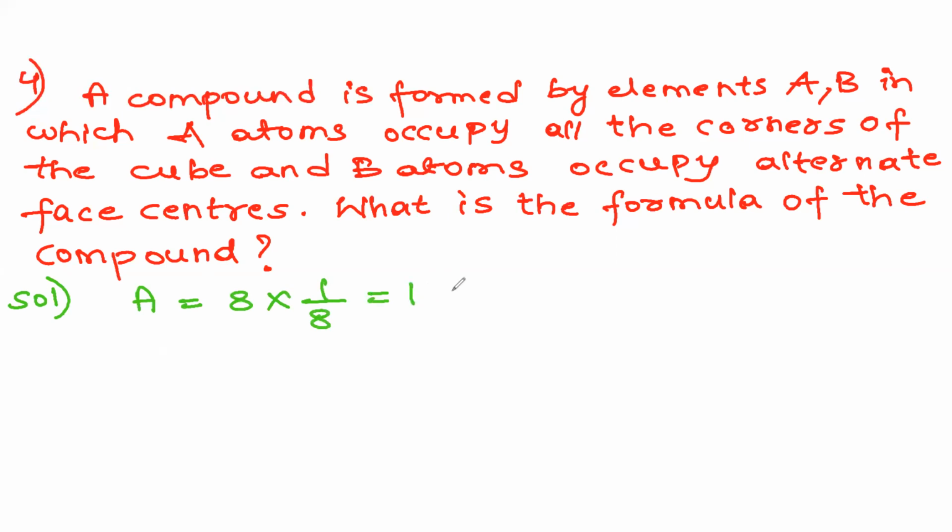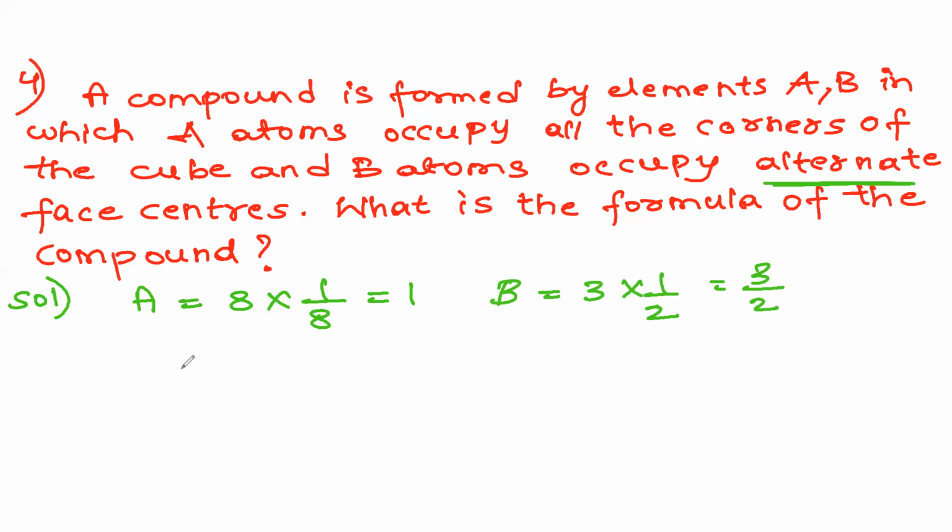Next, B is occupying alternate face centers. Since we have 6 face centers and B is occupying only 3, because it is occupying only alternate face centers. So B is equal to 3 into 1/2, because it is occupying only 3 face centers. At each face center, 1/2 atom is contributed. So B is equal to 3/2.